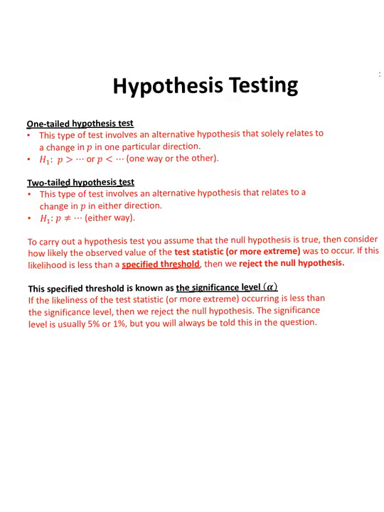So in a hypothesis test, we assume the null hypothesis is true and then see how likely the observed value of the test statistic was to occur. If it's less than a specified threshold, which we call our significance level, then we reject the null hypothesis. So when we carry out our calculations, if the probability is less than, say, 5%, if we're looking at the 5% level, then we reject the null hypothesis.